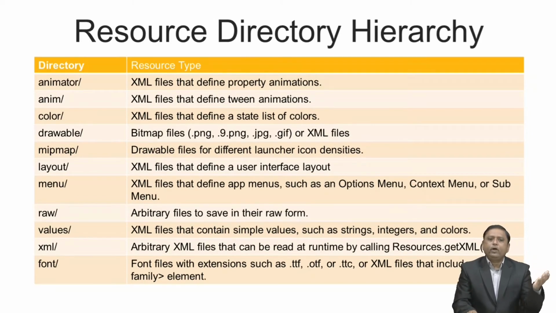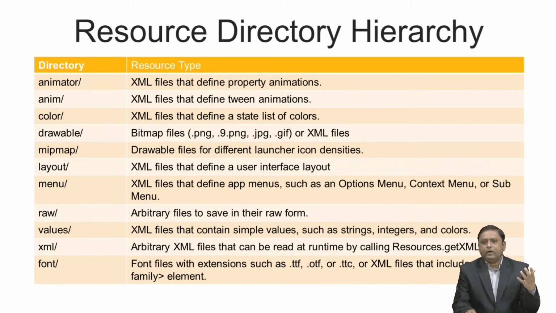Similarly, the drawable directory includes all bitmap files, which may be PNG, 9-patch PNG, JPG, GIF, or it may be an XML file also. In the case of scalable vector graphics, we have an XML file. The next directory is mipmap. It stores drawable files for different launcher icon densities. Then we have the layout directory that we have already used. It stores XML files that define the user interface layout.